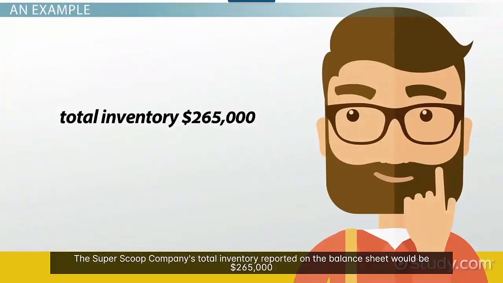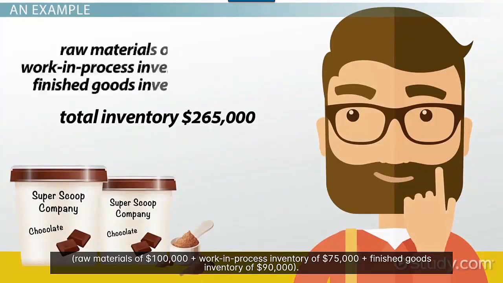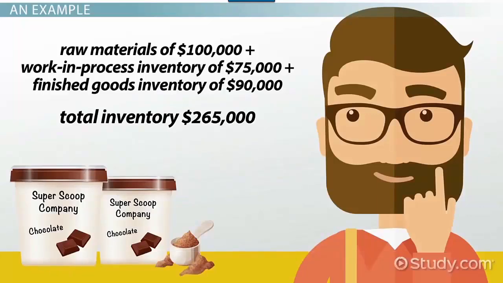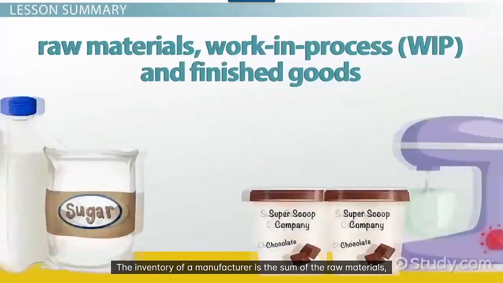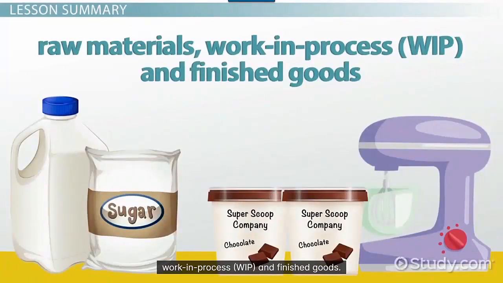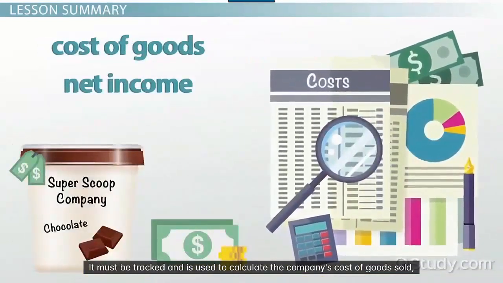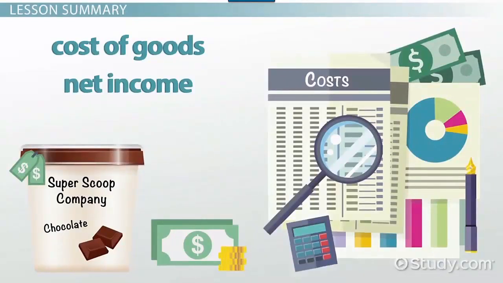The Super Scoop Company's total inventory reported on the balance sheet would be $265,000: raw materials of $100,000, plus work in process inventory of $75,000, plus finished goods inventory of $90,000. The inventory of a manufacturer is the sum of the raw materials, work in process or WIP, and finished goods. It must be tracked and is used to calculate the company's cost of goods sold, which is used in the determination of a company's net income.